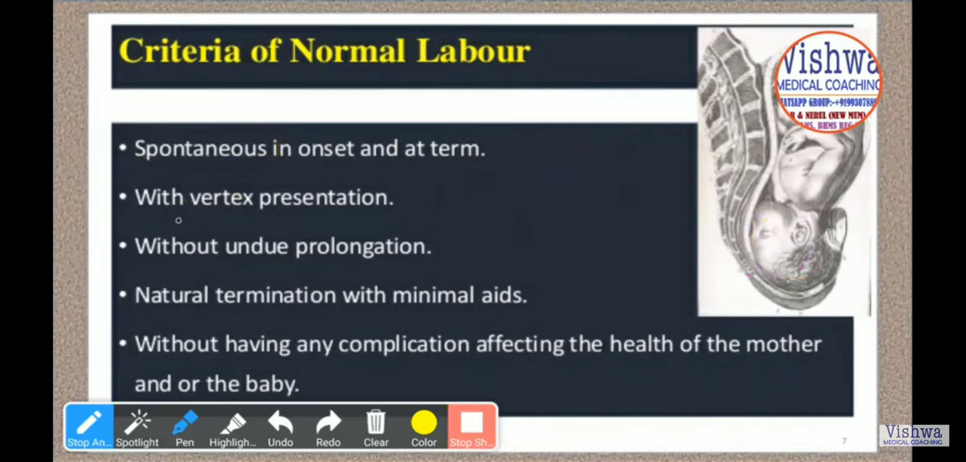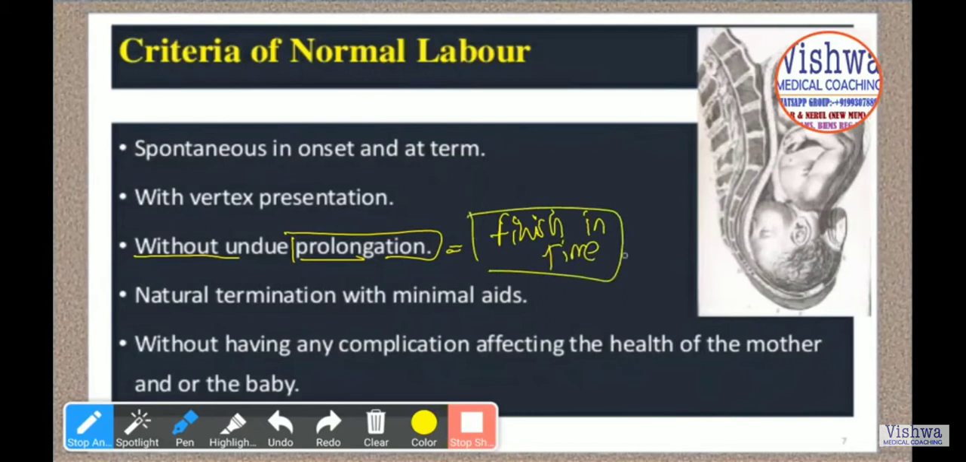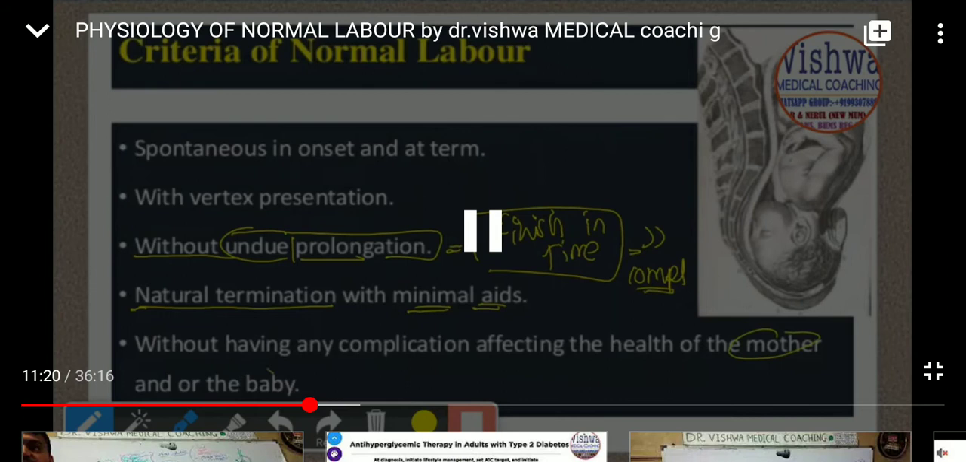Now the labor should be without any prolongation. That means it should finish in time. Because remember, the more time the patient is in labor, the more complications can happen. So we don't want the patient to remain in labor for a longer time. It should terminate naturally, without any external application of forceps or vacuum. And it should have a healthy mother and a healthy baby.